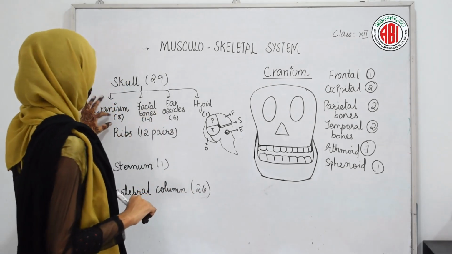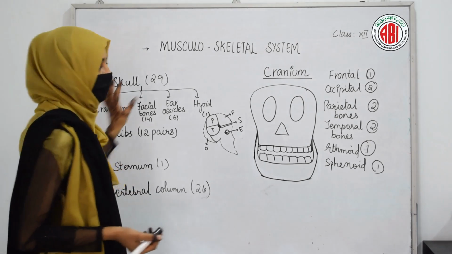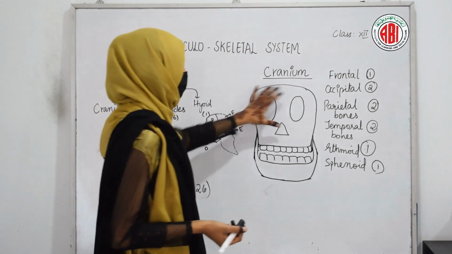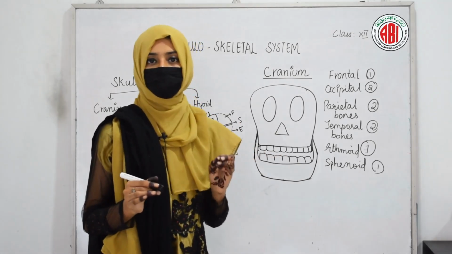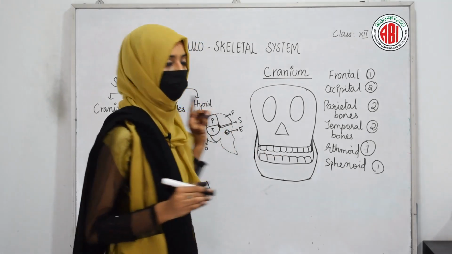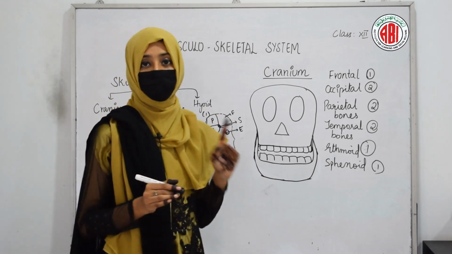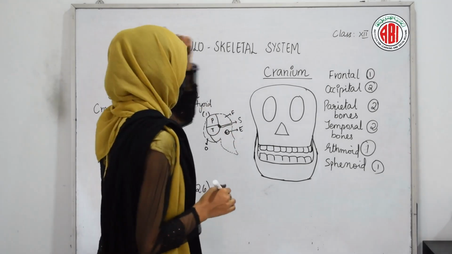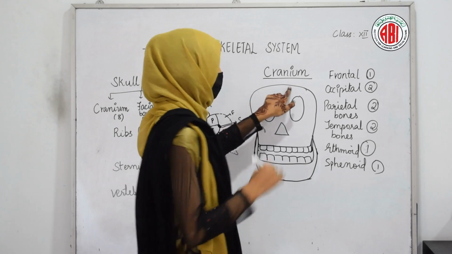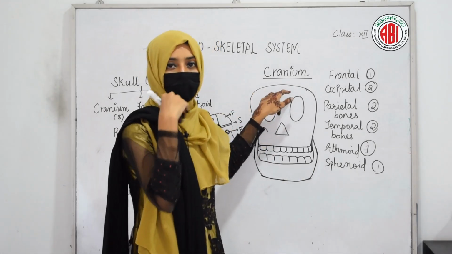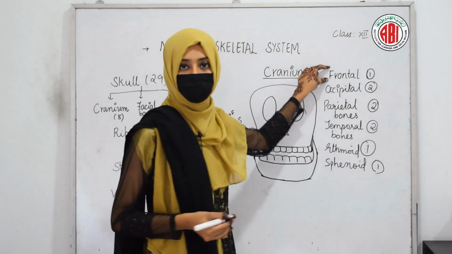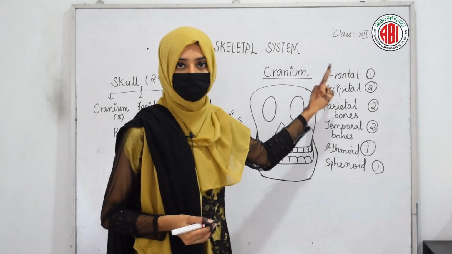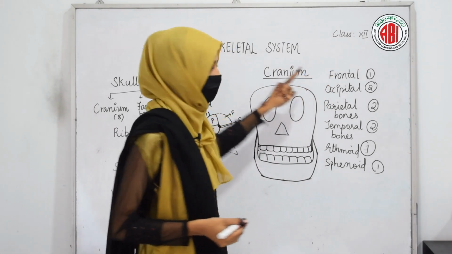So cranium shows 8 bones, right? So when you look at the structure of the cranium, cranium is the outer covering. The bony outer covering over your head, that is called as cranium, and it shows 8 bones in total. So the frontal portion, the portion which faces towards the front side, that portion shows the frontal bone, and only one frontal bone is present.